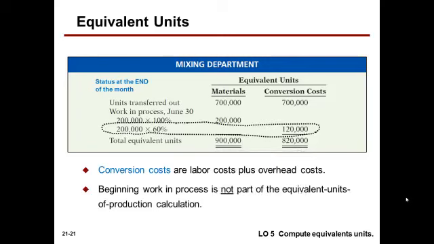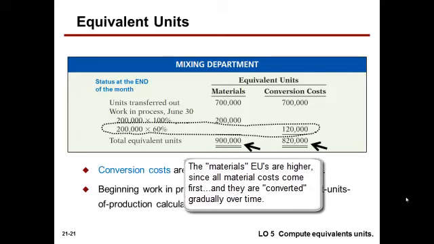And we'll add up our total equivalent units for materials, 700,000 plus 200,000, 900,000, and the total equivalent units for conversion costs are 820,000 units. This is the measure of work done during the month as concerns materials and as concerns conversion costs. These two bundles of costs are introduced separately, and therefore we have two separate EU calculations.